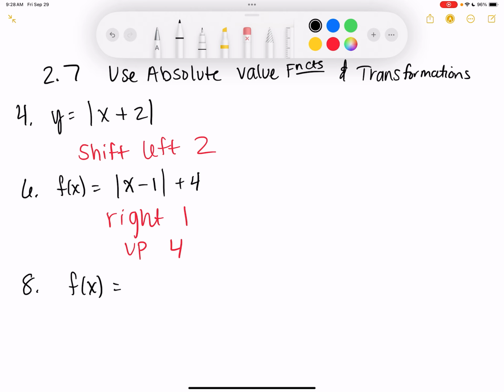All right, 8, f of x is equal to negative 3 times the absolute value of x. A negative sign in front of the x tells us that it's going to be reflected. Now, there's different things that happen based on where that is, but all I care about is for you to say that it's reflected. Basically, it's getting flipped upside down. So this is reflected.